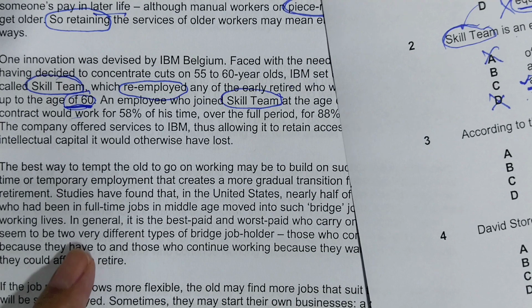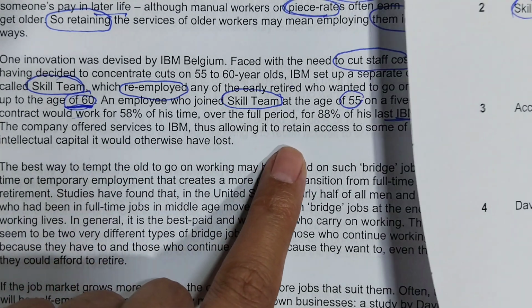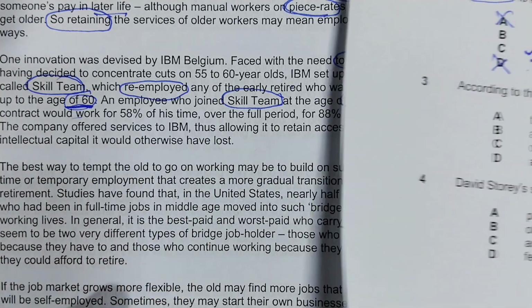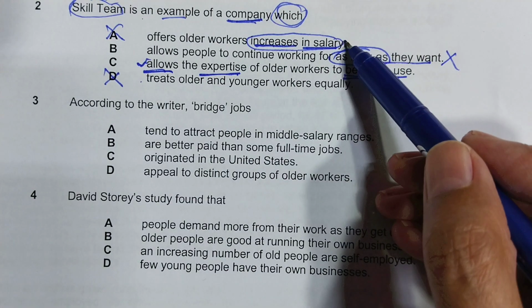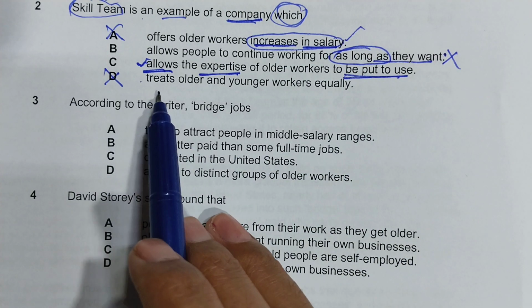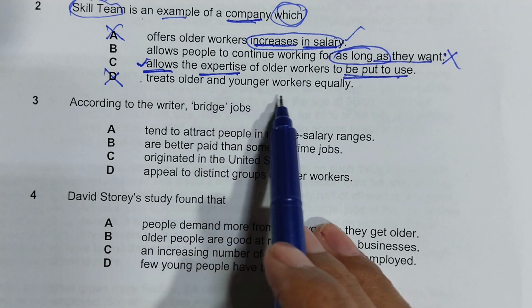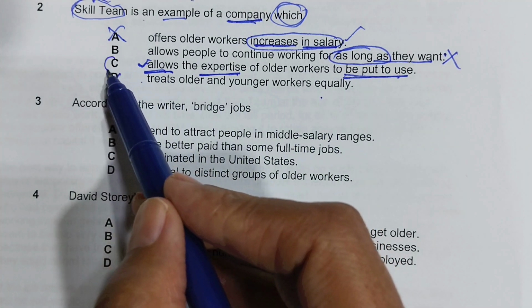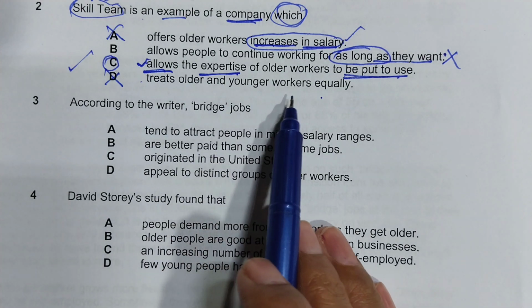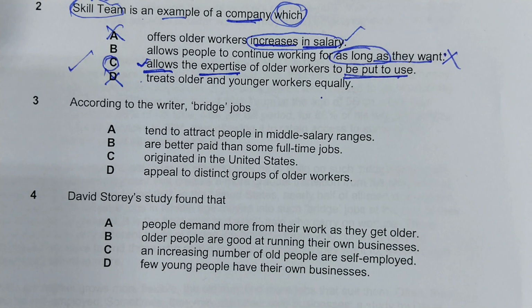So they are not talking about the company offering services to IBM, thus allowing it to retain access to some of the intellectual capital it would otherwise have lost. They're not talking about the increment of the salary. They're not talking about working as long as they can, and they are not talking about equally treating the younger and the older. So what option are we left with? C. C is the option because they're clearly talking about allowing expertise of older workers to be put to use. So they are allowing the older workers to use their expertise. This is the correct answer.